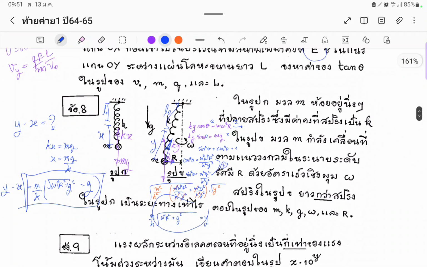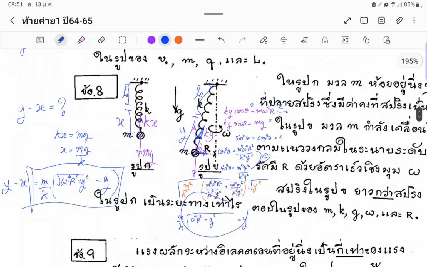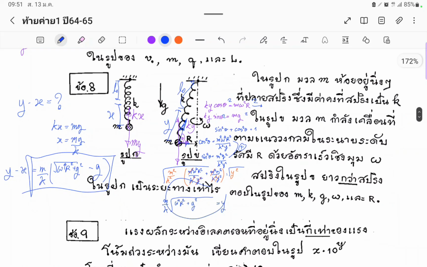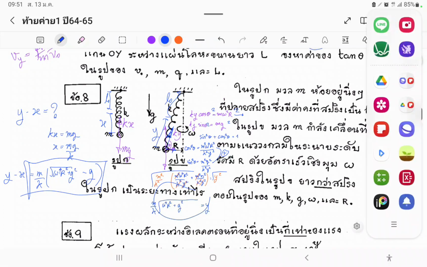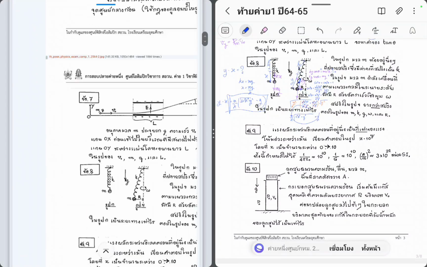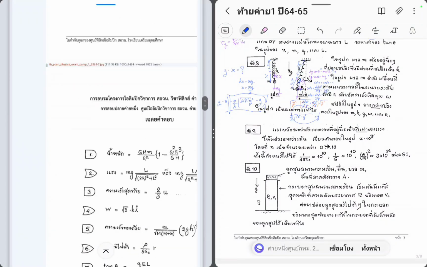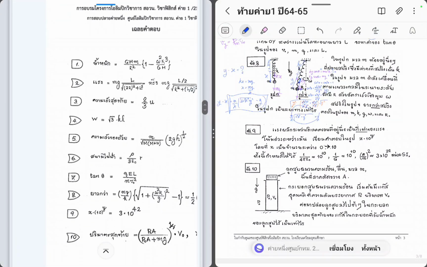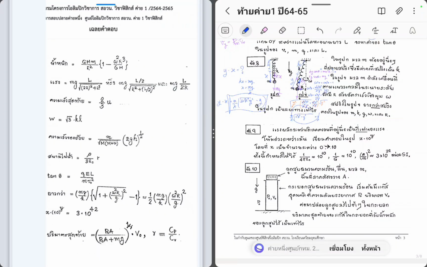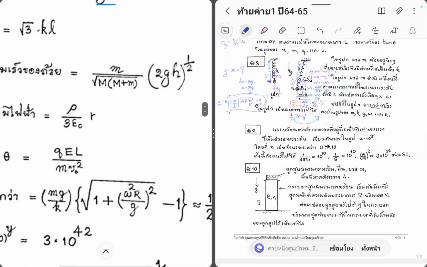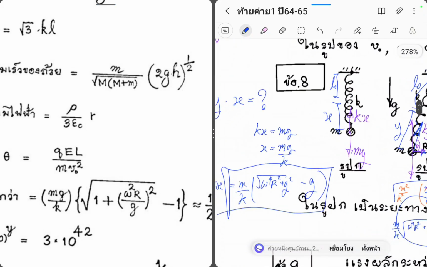Let's look at the key, whatever it's called, just look at the answer. It's maybe here. It's here. Yeah, it's here. Where? This. Okay.